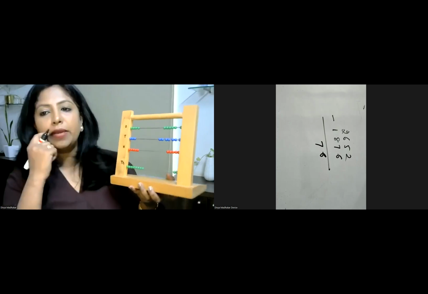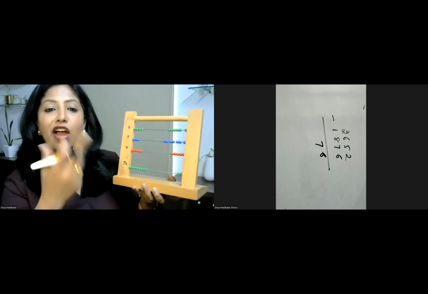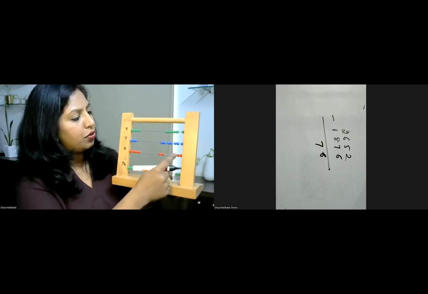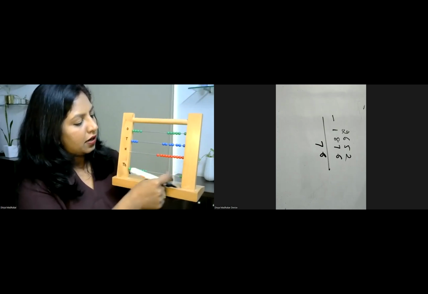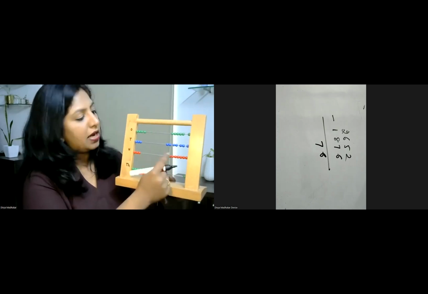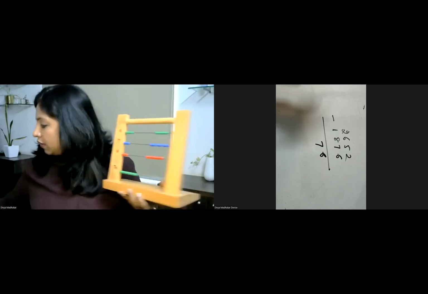Okay. Next, how many hundreds do we have? 5. 500. So we need to take away how many hundreds? 800. 1, 2, 3, 4, 5, 6, 7, 8. How many are remaining? 1, 2, 3, 4, 5, 6, 7.